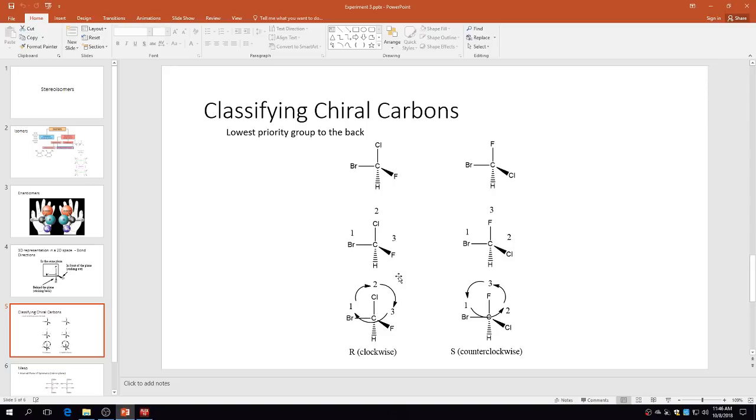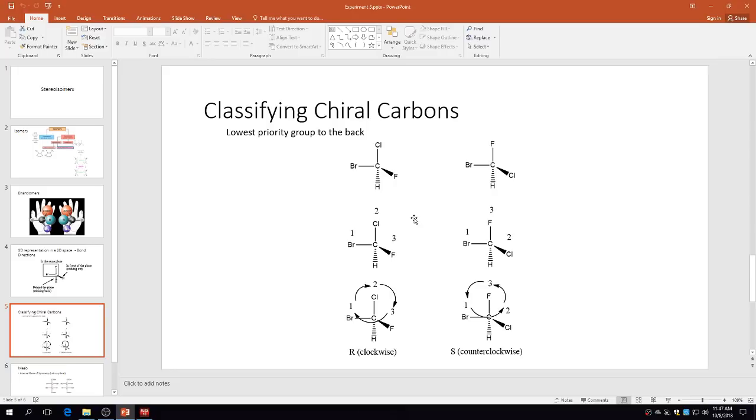We then determine whether it's a clockwise or counterclockwise rotation. So if we go 1, 2, 3, that's the same way that a clock goes. That is the R configuration. A good way to remember this is R is for right. If you wanted to turn your car right, you would turn your steering wheel clockwise. So if you ever forget that, R is the same as turning your car right on the road. And then S is left on the road. All right, let's look at the other one.